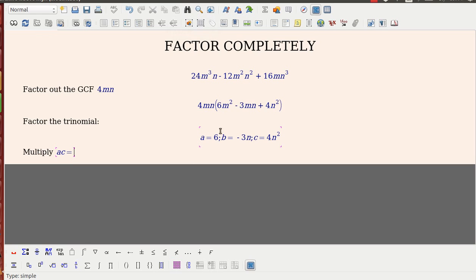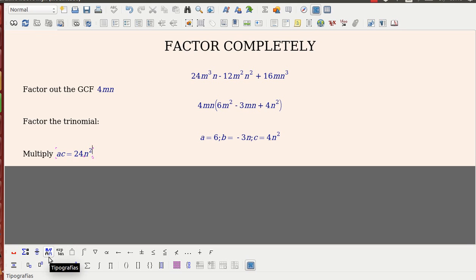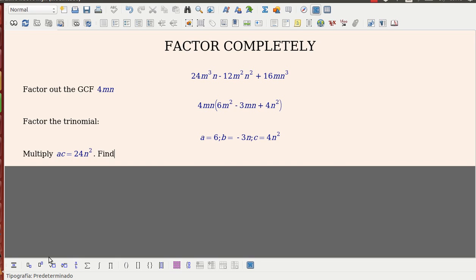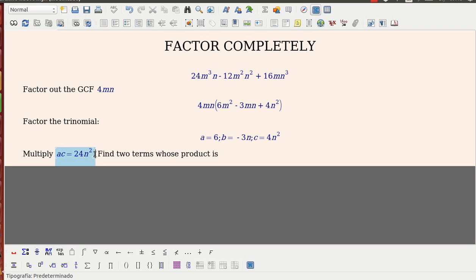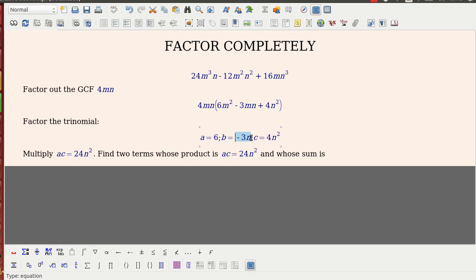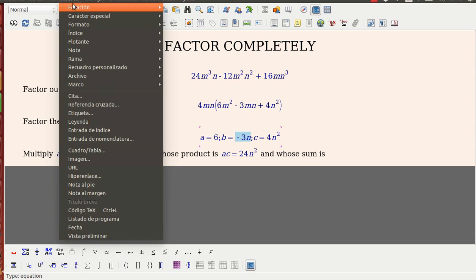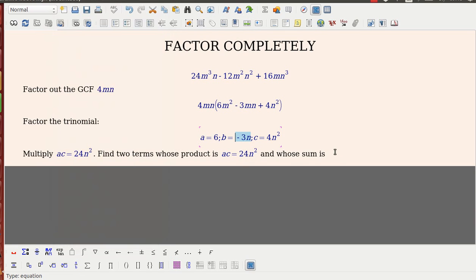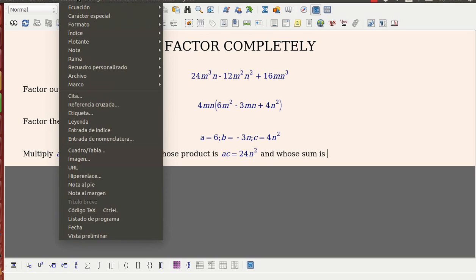A times C in this case is 24n squared. And find two terms whose product is 24n squared and whose sum is b, I mean minus 3n.